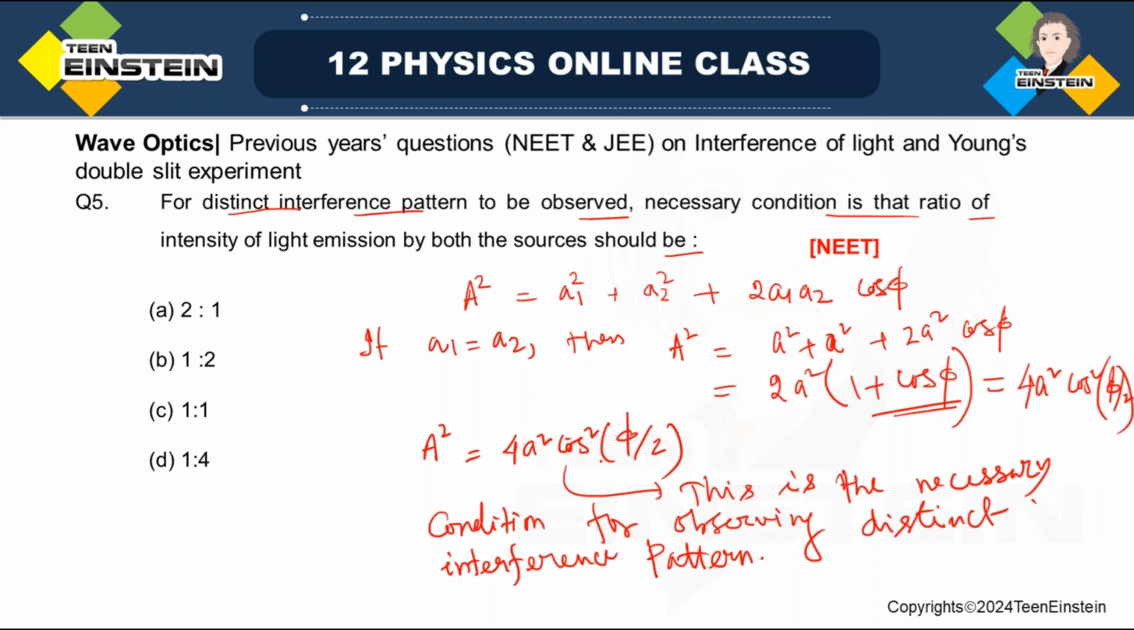So look here, if this is the necessary condition, then we have taken a1 and a2 equal to a. That means they have the same amplitude. If they have the same amplitude, then what will be the intensity ratio? The intensity will be a square by a square, which is 1:1. That's why the amplitude of both is the same.